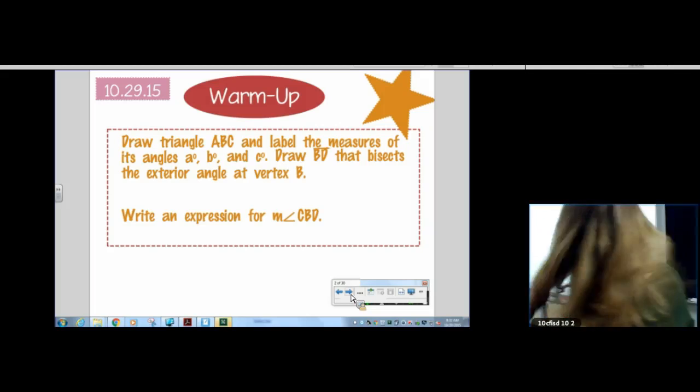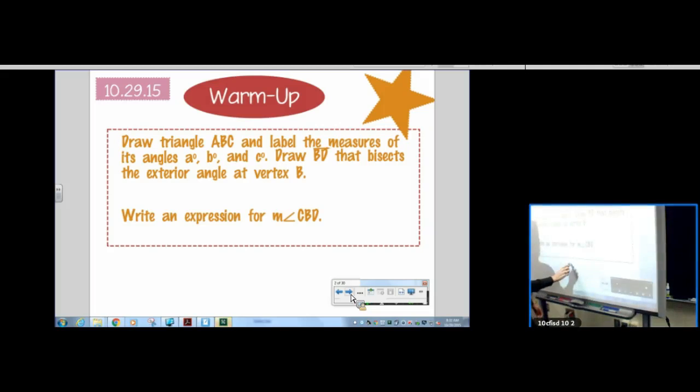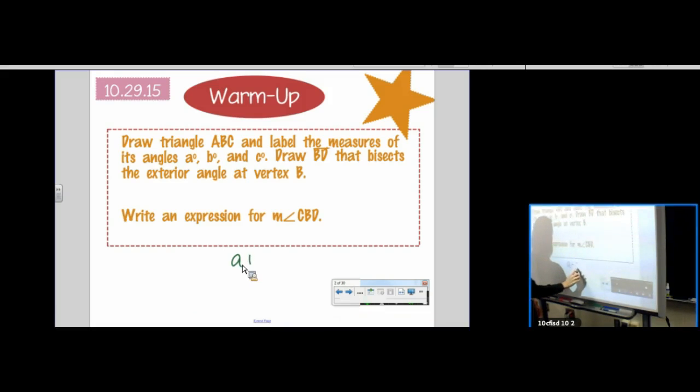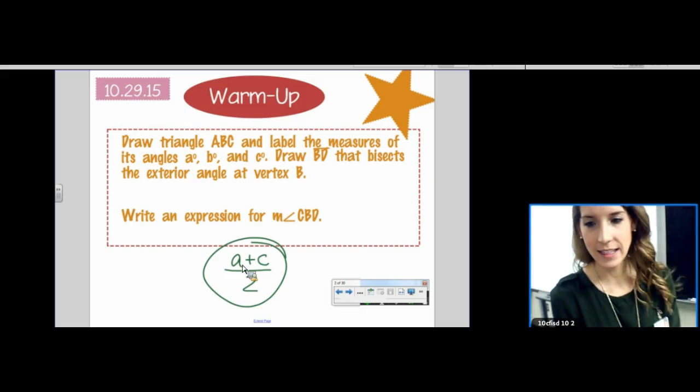All right. So, final answer, A plus C divided by 2. Is that what y'all got?